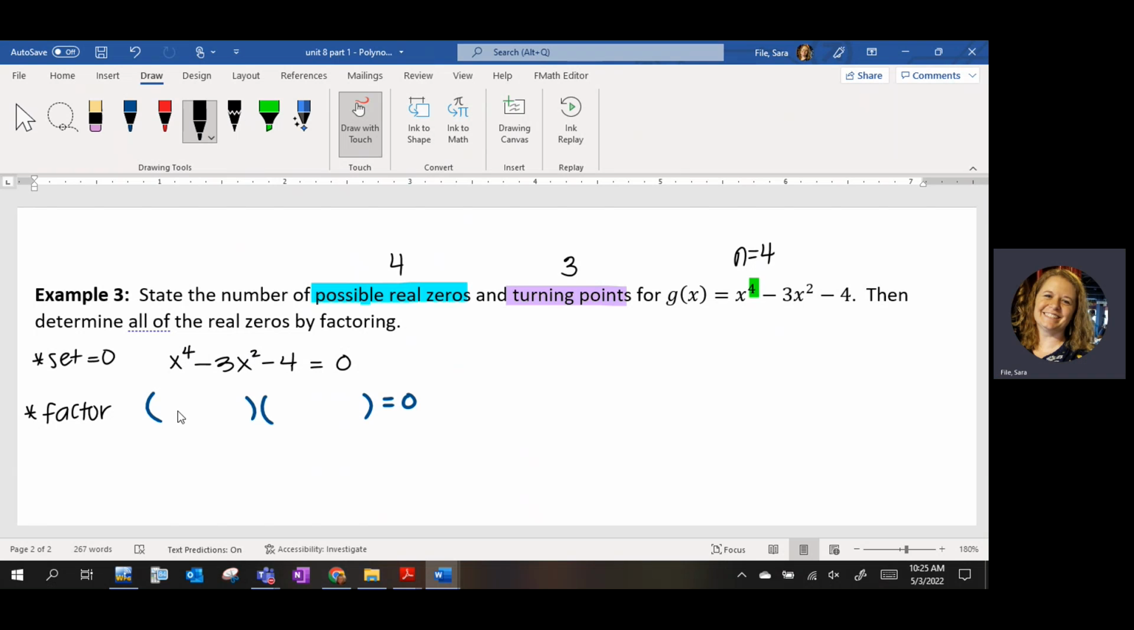If that was x squared, we would put x and x, right? So what should I put to get it to be x to the 4th? X squared and x squared, right?